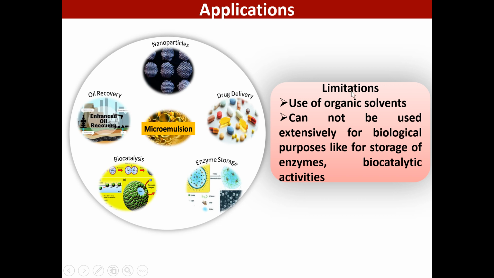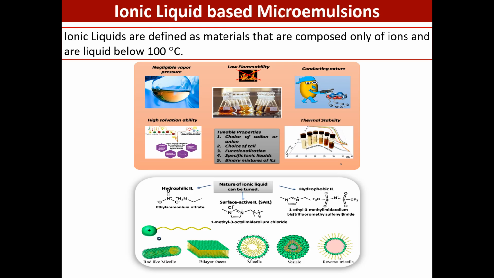But there are certain limitations of conventional microemulsions because of the use of organic solvents, which limits their use in the field of biological purposes like storage of enzymes and biocatalytic activities. So to overcome these limitations, ionic liquid has emerged as a good substituent in microemulsions.